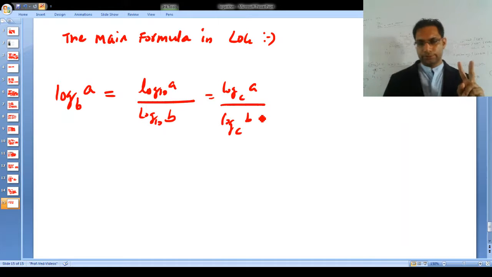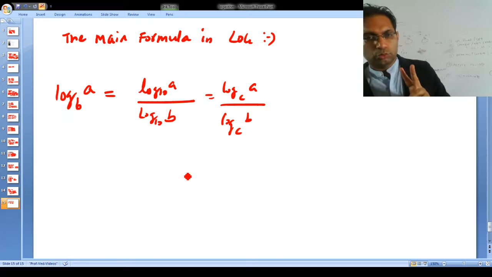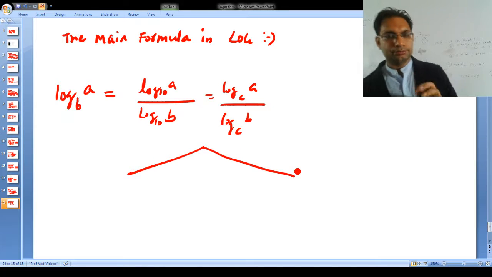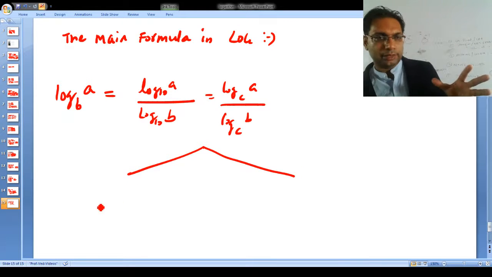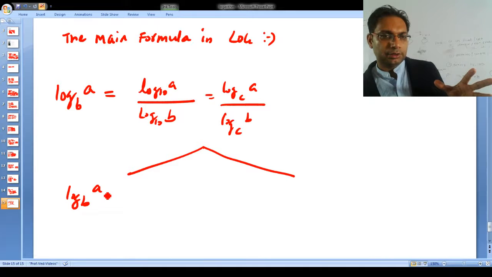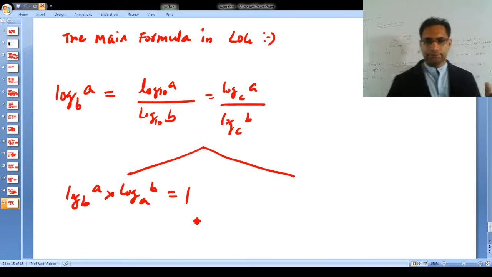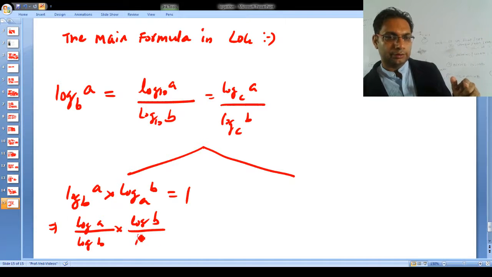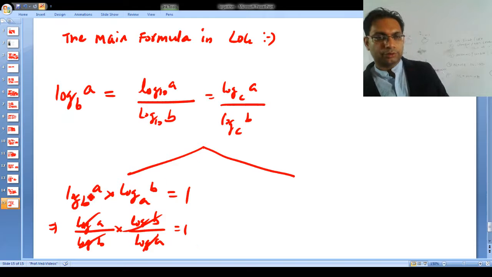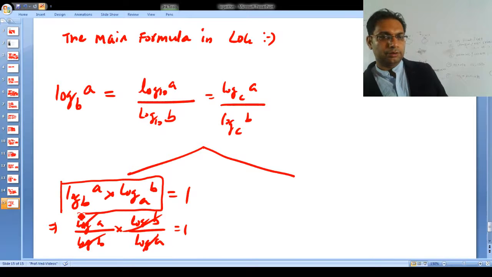Now remember two things here. This formula leads to two interesting things that you should remember, and if you know them, then you can use this trick and solve questions even faster. First is that if you spot somewhere a multiplication like this, then straight away you write 1. Why? Because log of a to the base b you can write like this, and this one you can write like this, and this cancels. So anywhere you spot something of this kind, this is equal to 1.